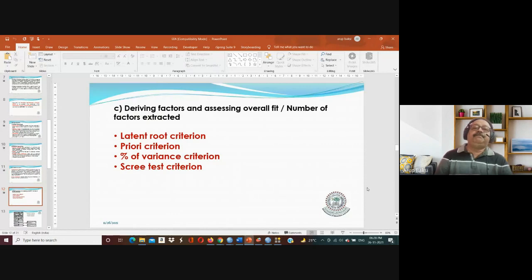Now, there are certain driving factors for assessing the overall fit or the number of factors extracted. There are four specific criteria that are to be satisfied. One is the latent root criterion, the a priori criterion, and the percentage of variance criterion. Latent root and percentage of variance criterion, these two are almost similar in nature.